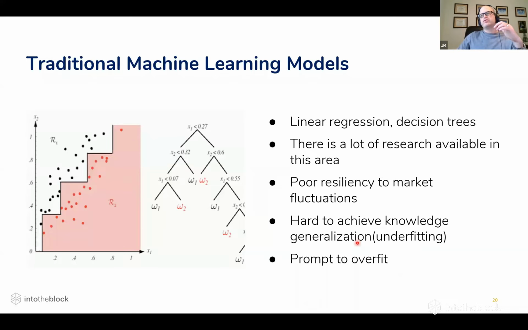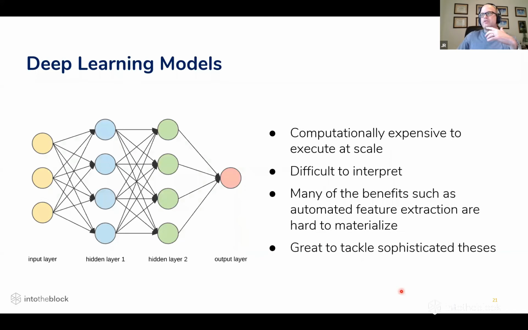And they're very prone to overfitting. So they're very prone to optimize for the training data set that we're using. Again, this has been our experience applying this. Some people might differ. But there is also not a whole lot of research when it comes to specific applications to crypto. In the case of deep neural networks, they're very expensive to execute.